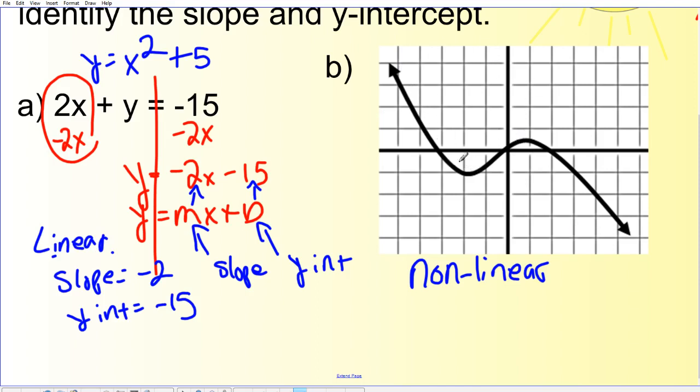I don't actually have to do anything else to this problem because there's no slope. Because it's curvy, the slope's not the same. The slope right here is different than the slope here, and slope there, and there, and there. In every place, the slope is different.